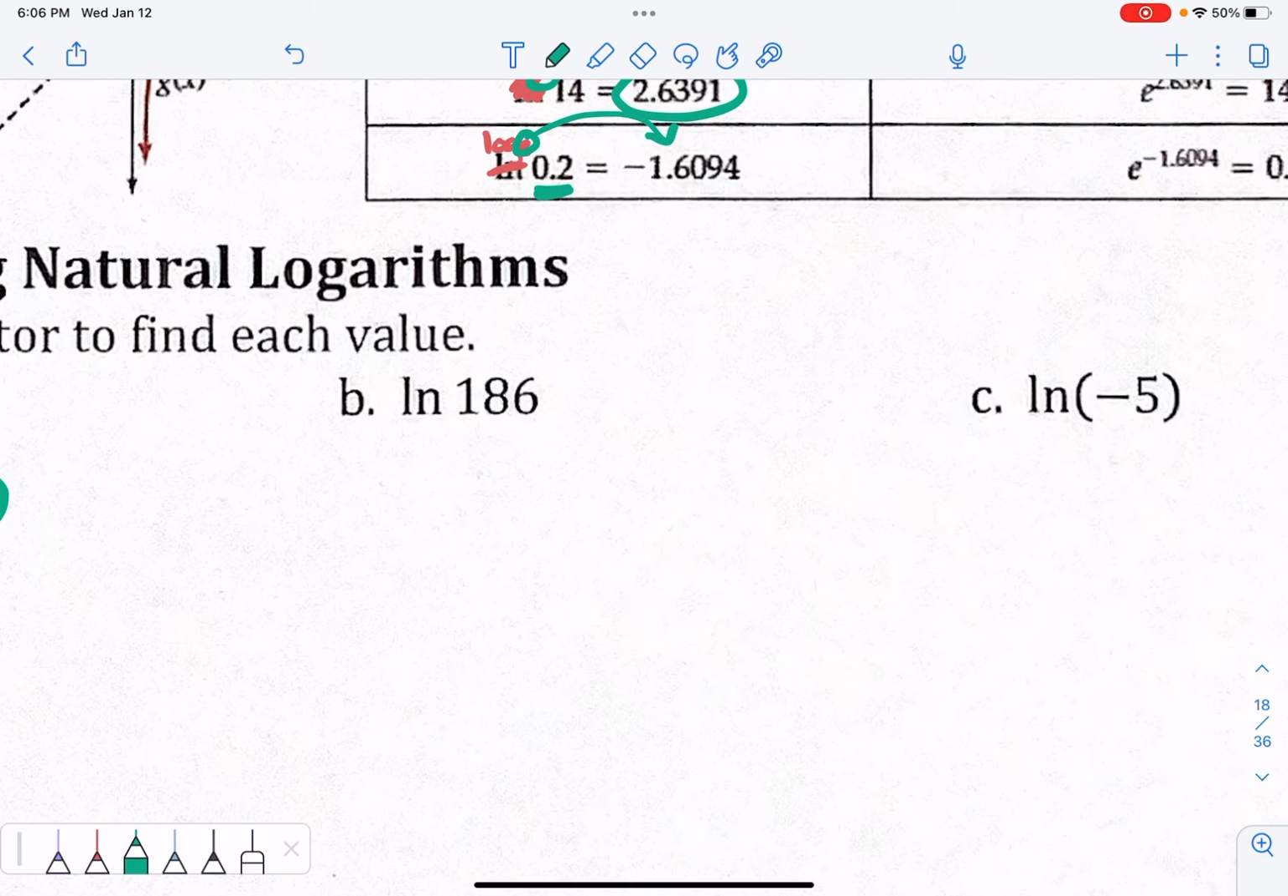ln of 186. Okay, same thing. You just type in ln 186 and you should get something like 5.2257. We don't have to rewrite it in the other form because we're not really solving for an x or anything in that equation. You just type it in, okay?